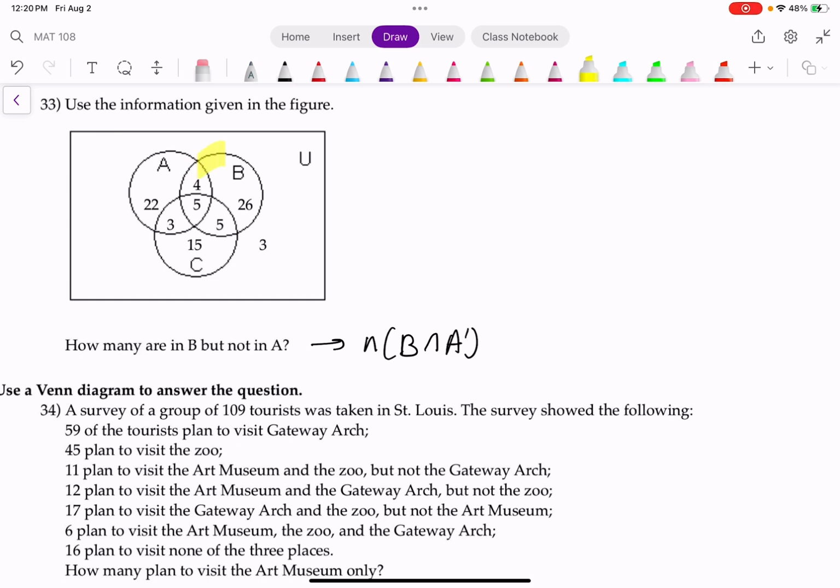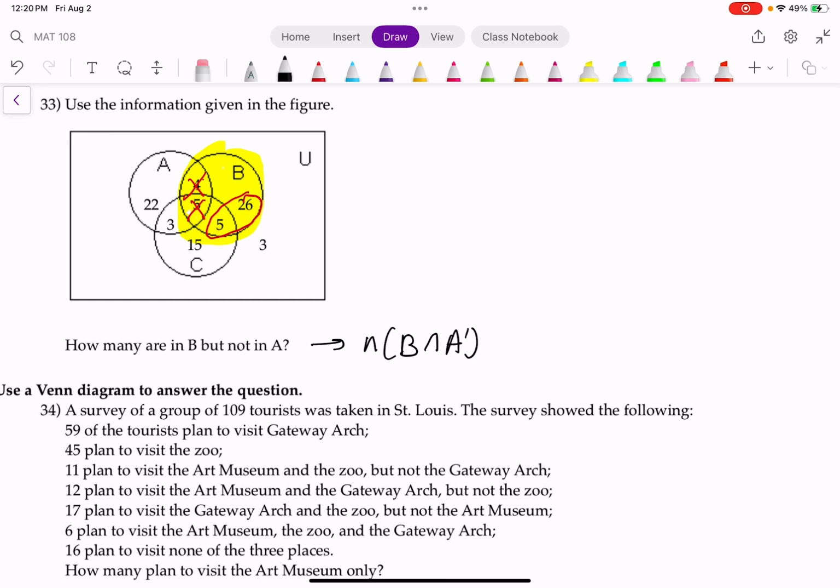Let's indicate set B. Rather, I want to shade it in. This is set B. So the elements have to be in B, but they cannot be in A. So I'm going to X out the 4 because the 4 is also in A, and the 5 because the 5 is also in A and C, which is still in A. So that means I'm left with 26 and 5.